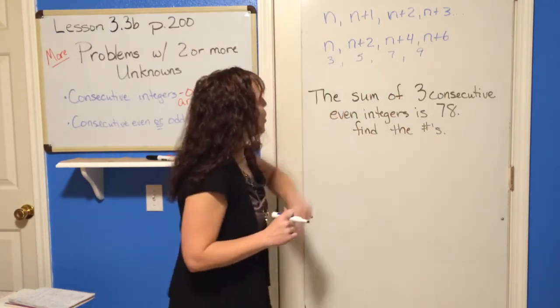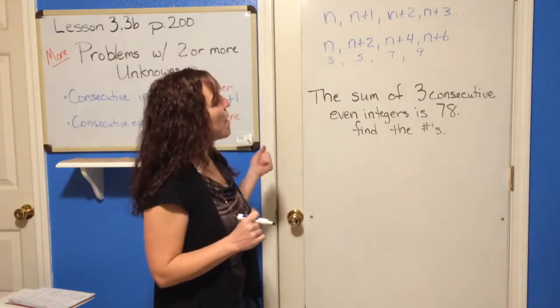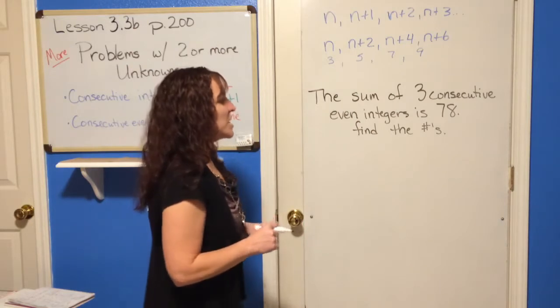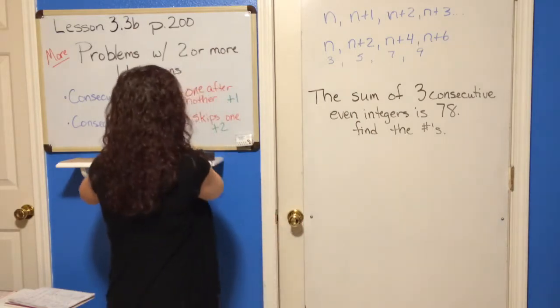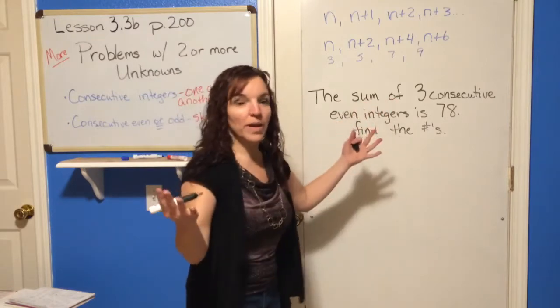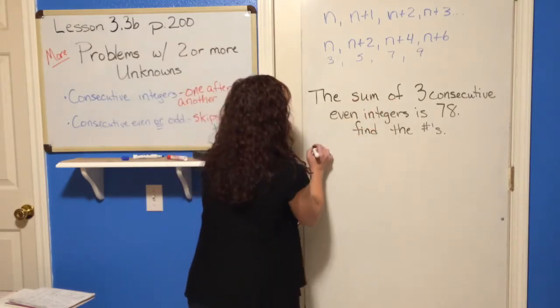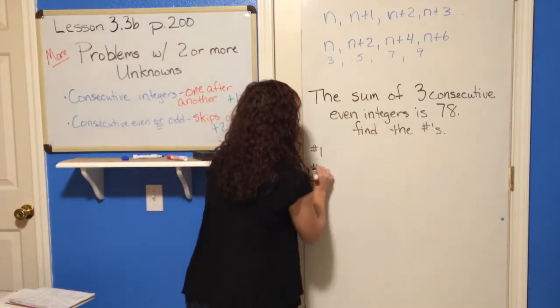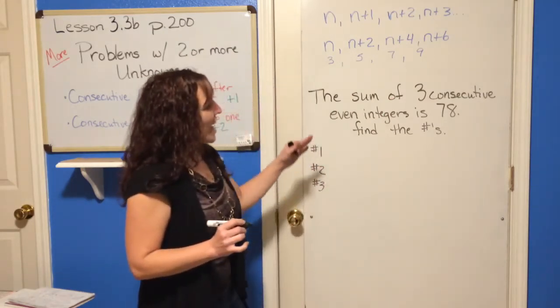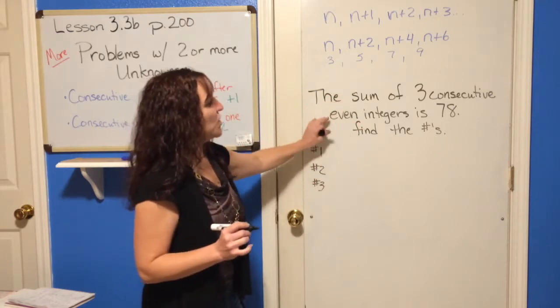That being said, we've got the first problem. The sum of 3 consecutive even integers is 78. Find the numbers. So once again, we're going to start by saying what do we want? We got a list. We want 3 numbers. So we want the first number, the second number, and the third number. We want 3 numbers. So the sum of 3 consecutive even numbers.